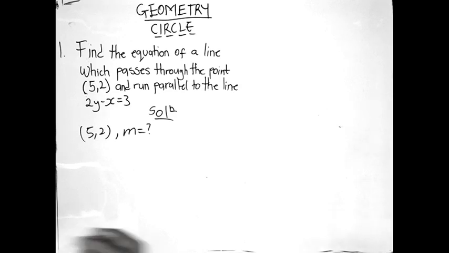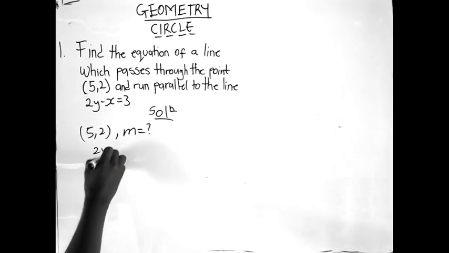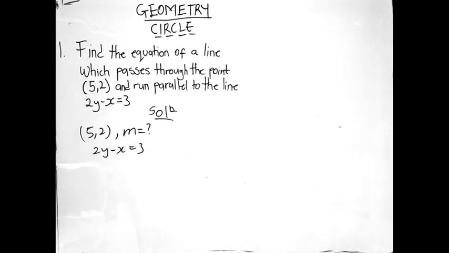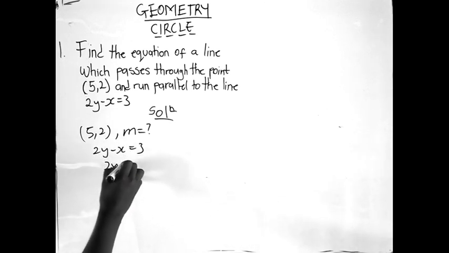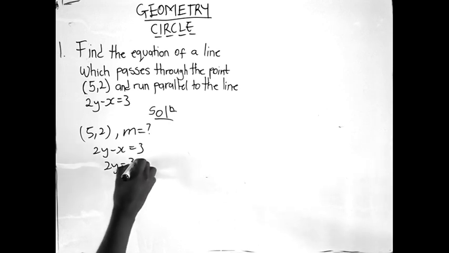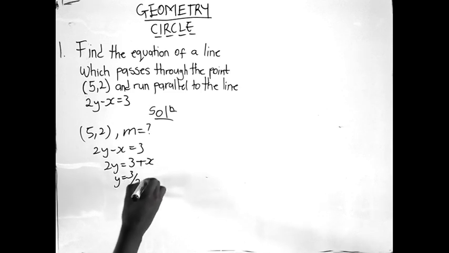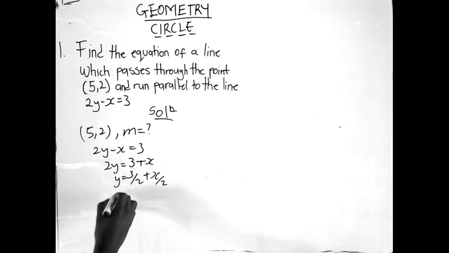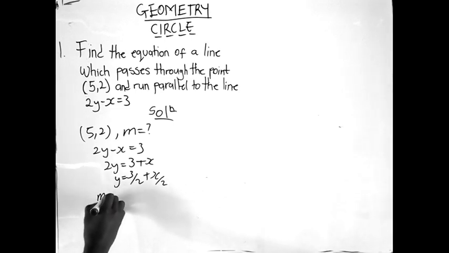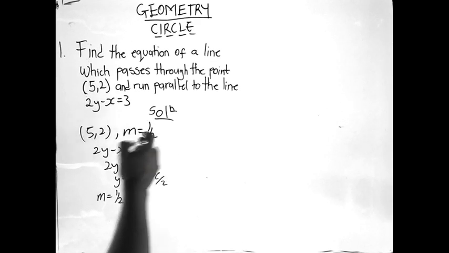so we can extract the gradient from the given line, which is 2y minus x is equal to 3. So 2y is equal to 3 plus x, and then y is equal to 3 over 2 plus x over 2. So the gradient here is the coefficient of x. Therefore the gradient m is equal to half. So we have the gradient and the point.